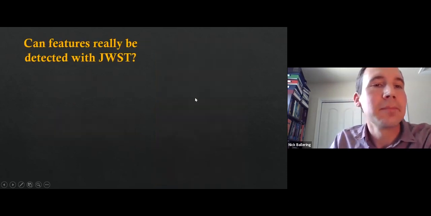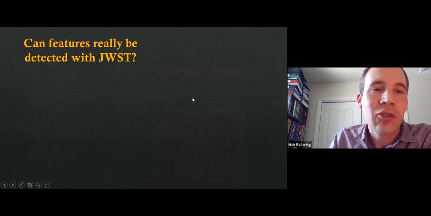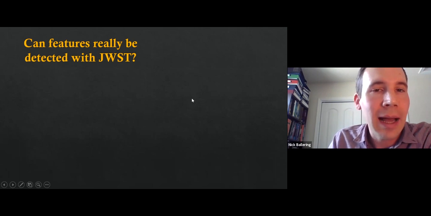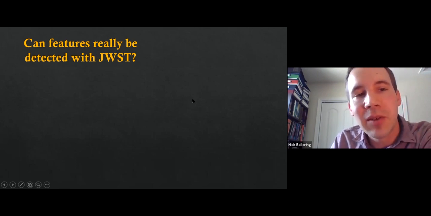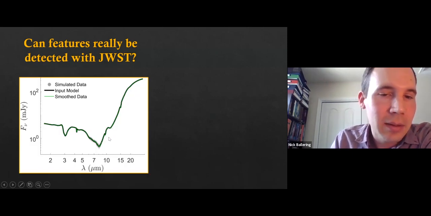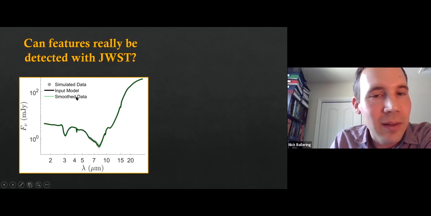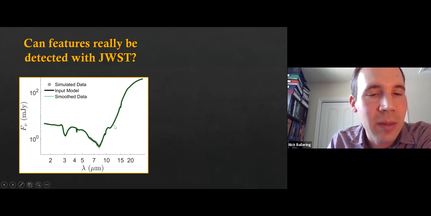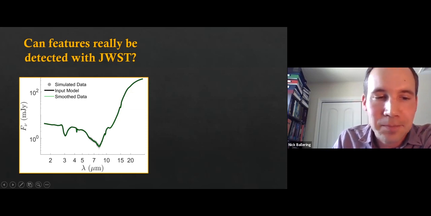So as I showed, these features can be seen in these model spectra by eye, but can they actually be observed with JWST in its given form? And so to test that, I took the model spectrum. Again, now we're back to the disk-integrated spectrum, and I ran it through the JWST exposure time calculator.